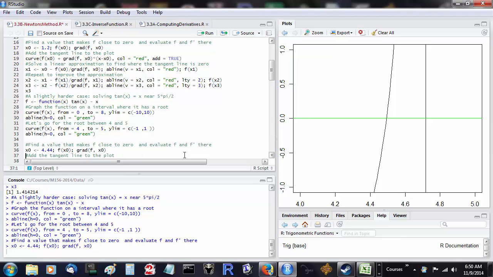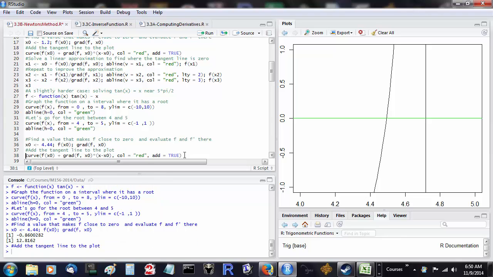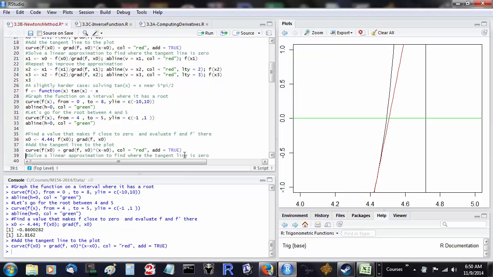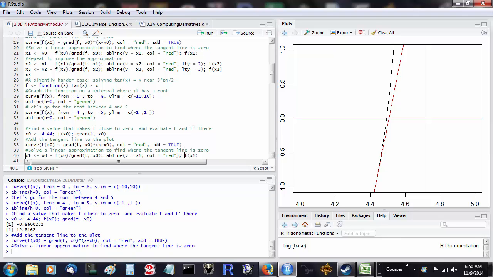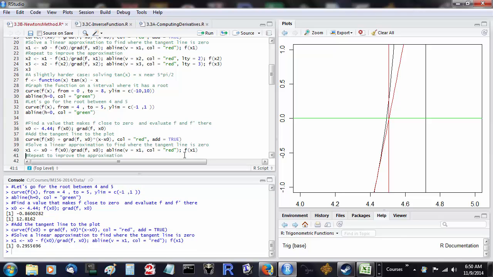We evaluate the function there, we evaluate its derivative there, and we put the tangent line on the plot. And now Newton's method is basically just figure out where the tangent line in red intersects the green line at function value equals 0. And the rule is the new improved approximation x1 is the old approximation to the root x0 minus f of x0 divided by its derivative. So I've indicated that value in the domain by my vertical red line.